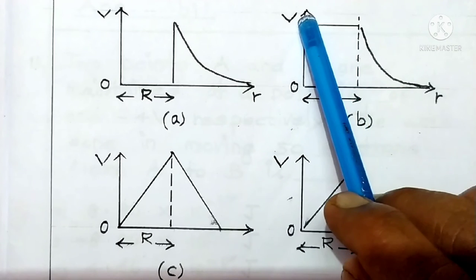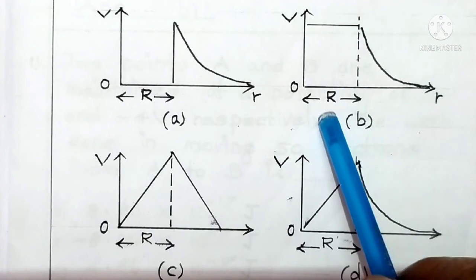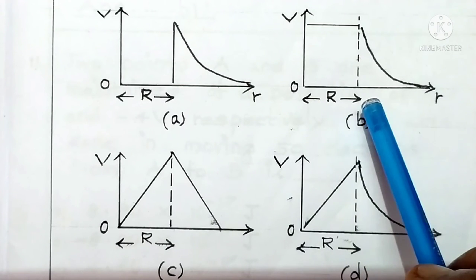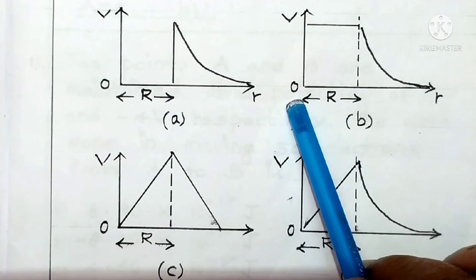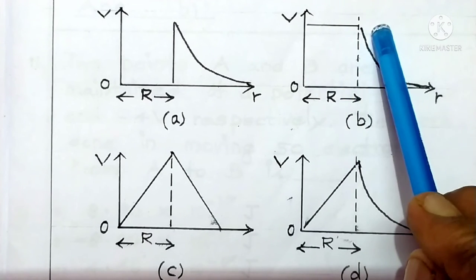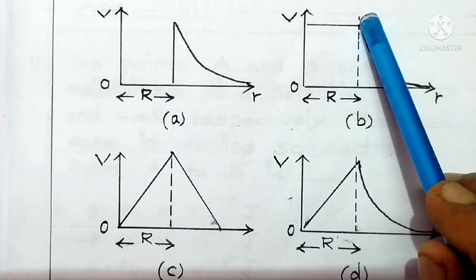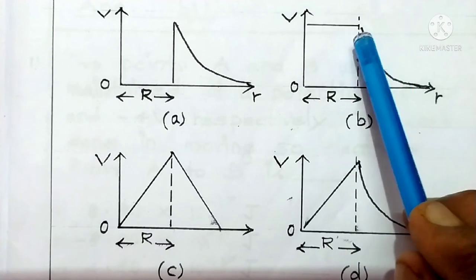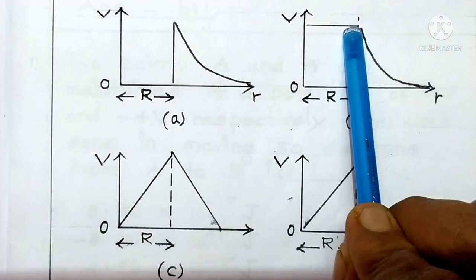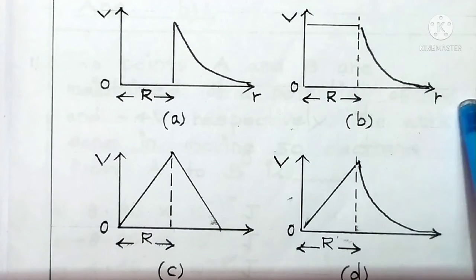Option B, here there is a graph which is parallel to this x-axis. That means in this region, what is this region? Capital R. Capital R represents the radius of the spherical shell. So within the shell, inside the shell, the electrostatic potential is constant. That's why this graph is drawn parallel to this x-axis. But outside the shell, the electrostatic potential starts decreasing with increase in radius. As the radius increases, the electrostatic potential decreases.